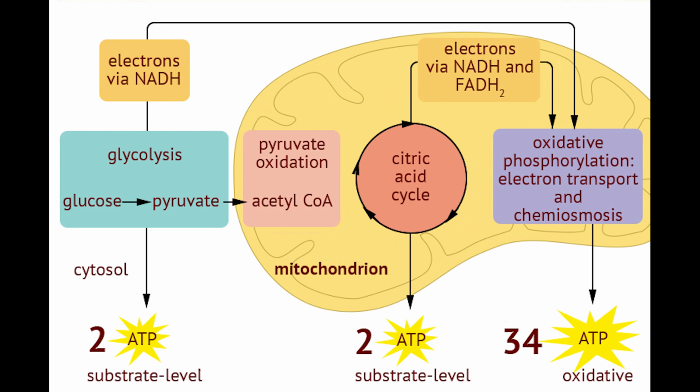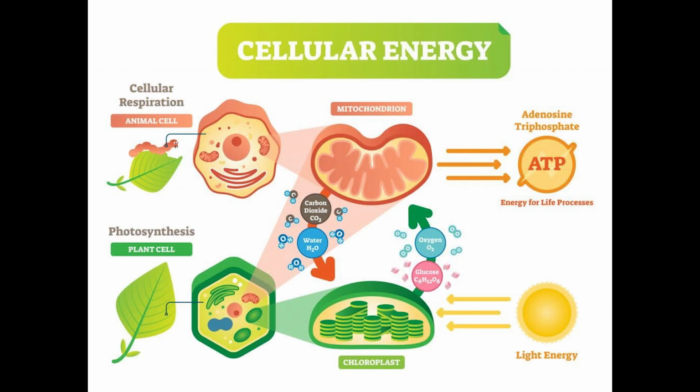Cellular respiration occurs in three main stages: glycolysis, the Krebs cycle or citric acid cycle, and the electron transport chain. Each stage plays a specific role in breaking down glucose and other molecules to produce ATP.